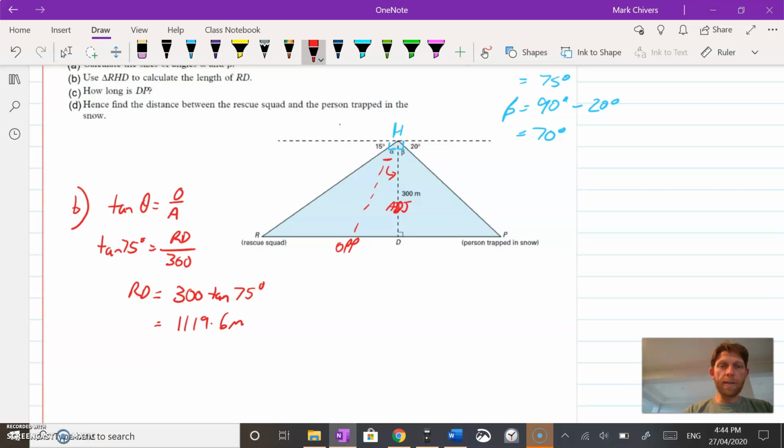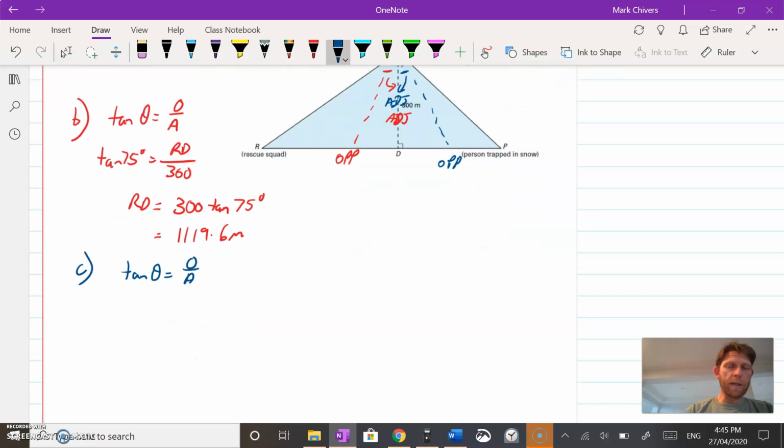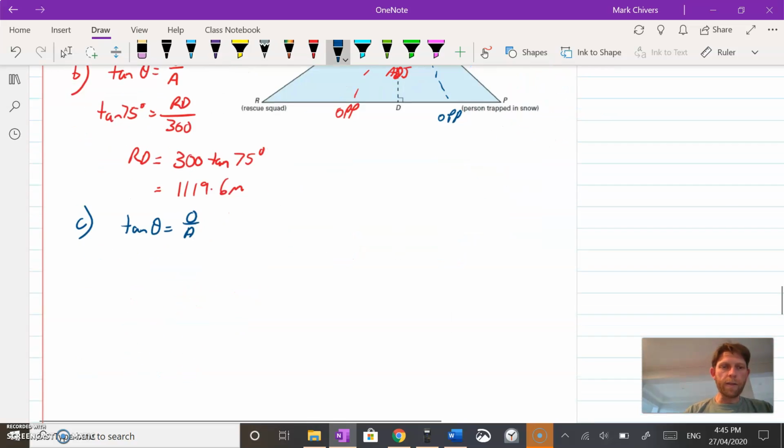Okay, and then for part C, we want to find the length of DP, so that's this distance here. So once again, we've got an angle, we've got an adjacent side, and we've got an opposite side. So very similar to the last one. So we're just going to use the same formula again. Tan theta equals the opposite over the adjacent. In this particular case, that angle is 70 degrees.